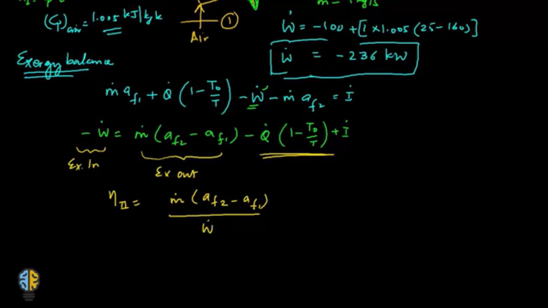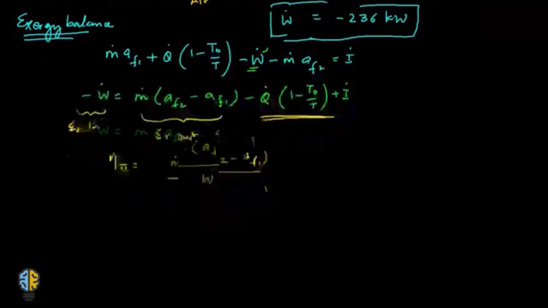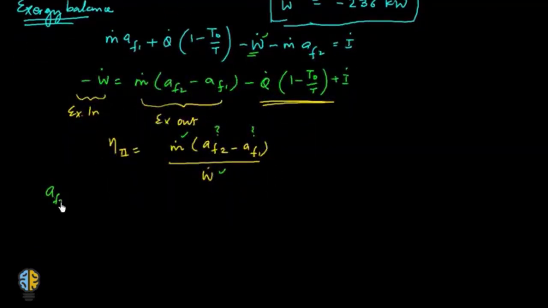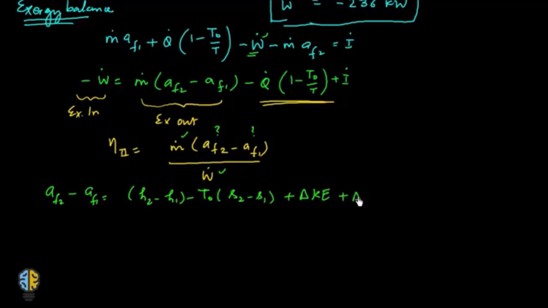So I know the value of m dot, I know the value for W dot, I don't know the values for AF1 and AF2. So let's find these values. Now AF2 minus AF1 is equal to H2 minus H1 minus T naught into (S2 minus S1), and we need to ignore the kinetic energy changes and the potential energy changes. They can be taken to be zeros.